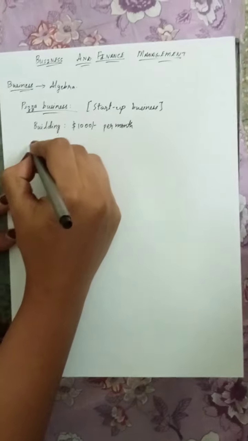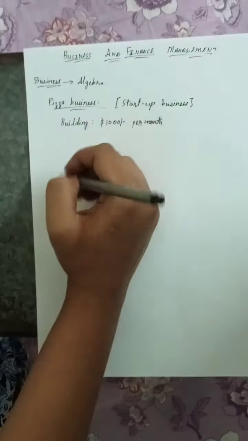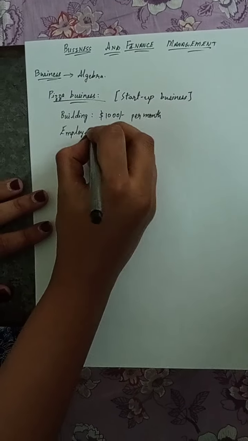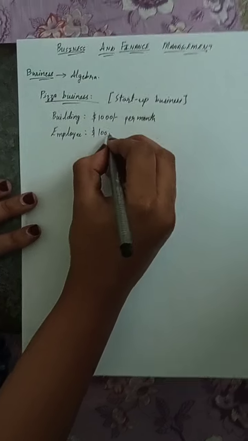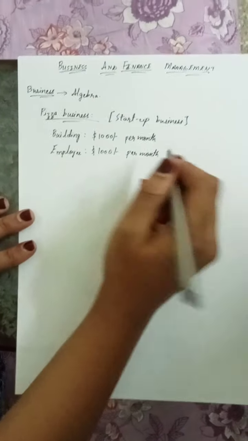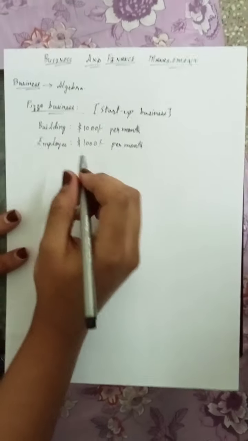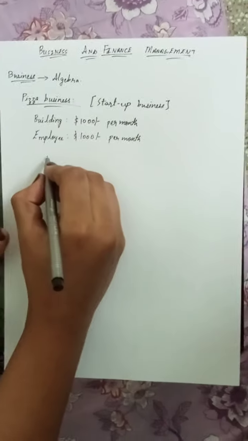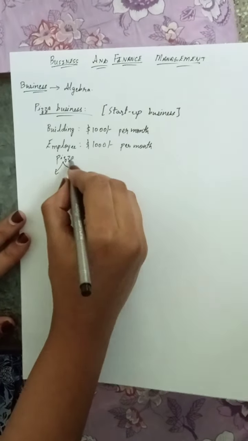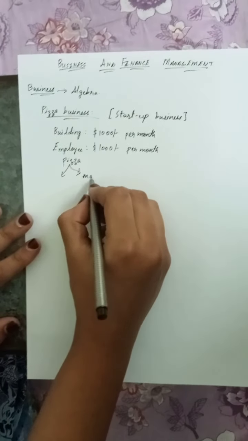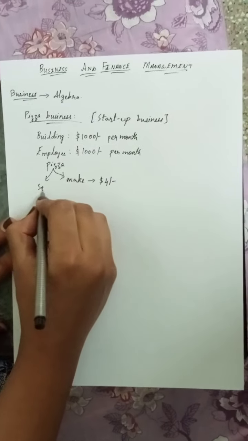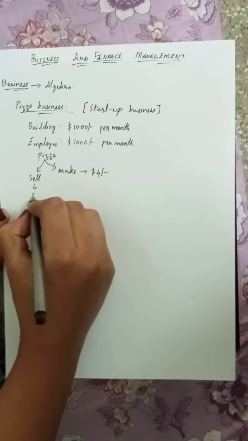Then obviously there will be employees. Now I'll just consider a single employee, and I'll pay him $1,000 per month. Now there are two ways for a pizza to be made and sold. So now if I make a pizza for say around $4 and I sell it for say around $6.